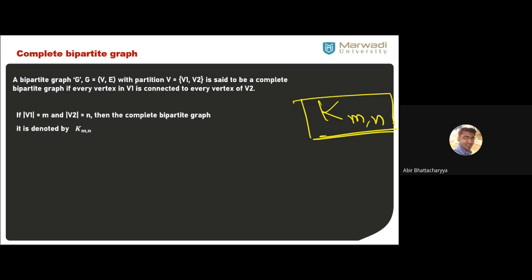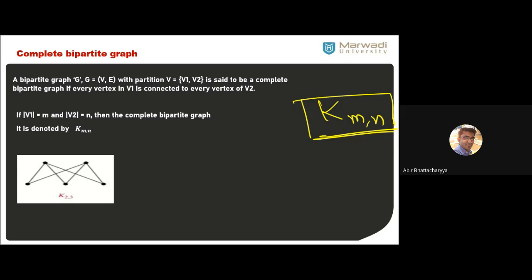That means, if I talk about an example, K 2 3 is a complete bipartite graph. How does it look? You can find that K 2 3 is a complete bipartite graph. Okay, let me write it over here. K 2 3. Why is it K 2 3? Because in the first partition, how many vertices are there? 2 vertices. In the second partition, how many vertices are there?